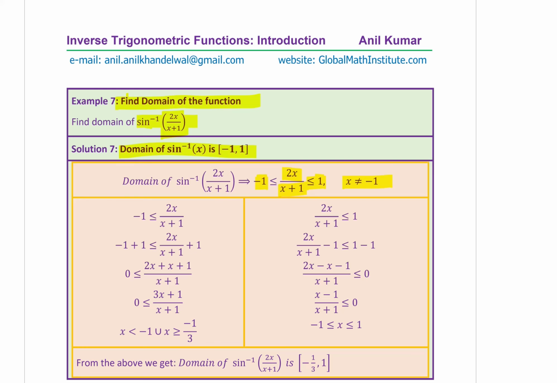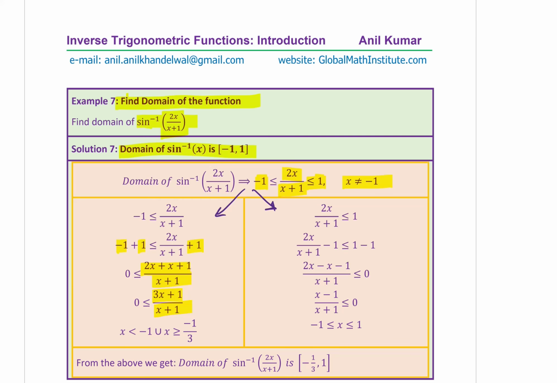Now in this particular case, since we have an inequality with a rational function to solve, we'll split it into two parts. Correct. And then solve. So the left side is where 2x over x plus 1 is greater than or equal to minus 1, and the right hand side is 2x over x plus 1 less than or equal to 1. Let us solve these inequalities. Let's see the left hand side first. So for the left inequality, we are adding 1 on both the sides. We do get a rational function. Simplify it. We get 3x plus 1 over x plus 1.